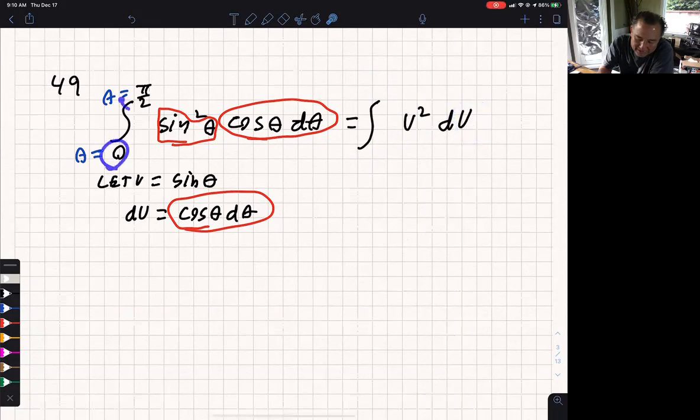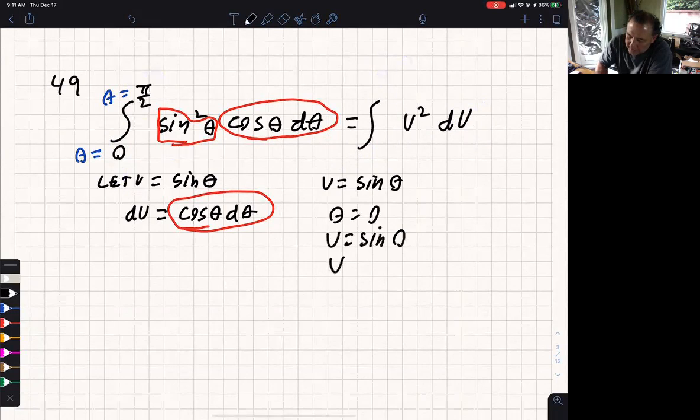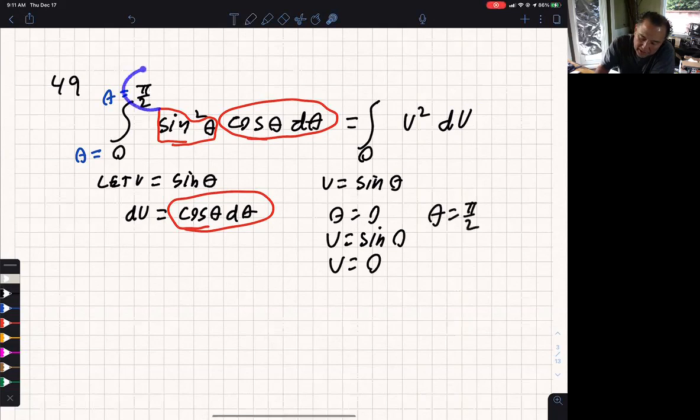So you cannot place the 0 and pi over 2 right here. You can't do that because it has to be u's. So you need to use your u equation to calculate u. So when theta is 0, the bottom one, u will be sine 0, but sine 0 is 0. So now we can put a 0 there. But when theta is pi over 2, the top value, u will be sine pi over 2, which is 1. So the top becomes 1.